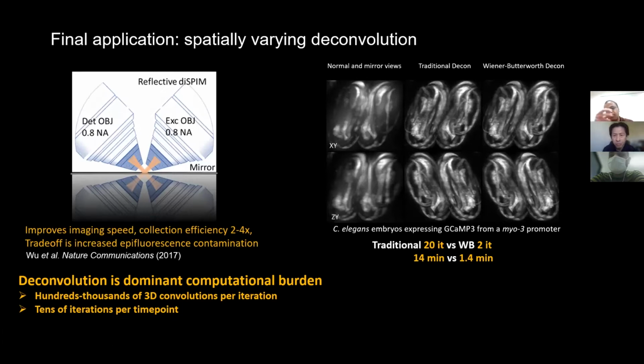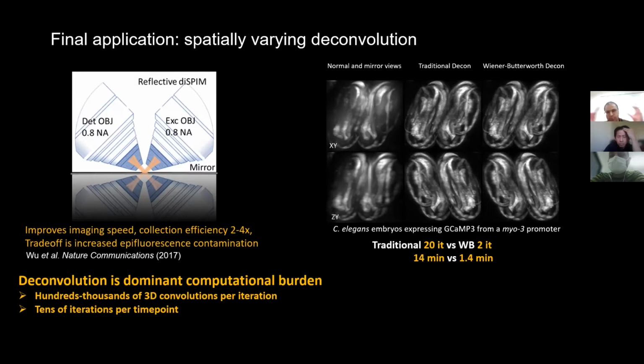The problem is that the point spread function varies across the field of view. And so you no longer can make this assumption that the point spread function is the same everywhere across the field of view. And so now again, deconvolution becomes a dominant computational burden. It takes, instead of just a few convolutions per iteration, it could take hundreds or thousands of 3D convolutions per iteration. When you consider tens of iterations per time point, this means that for the C. elegans embryo expressing GCamp, this example here that I'm showing you, it would take like 14 minutes to deconvolve one volume that you could acquire in a third of a second.